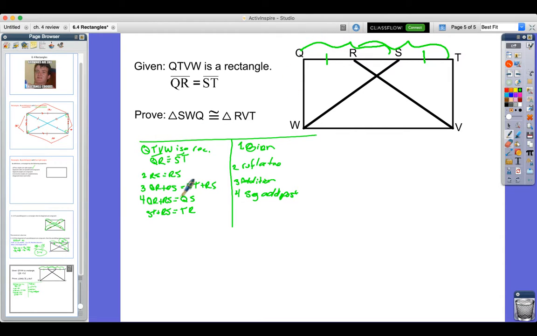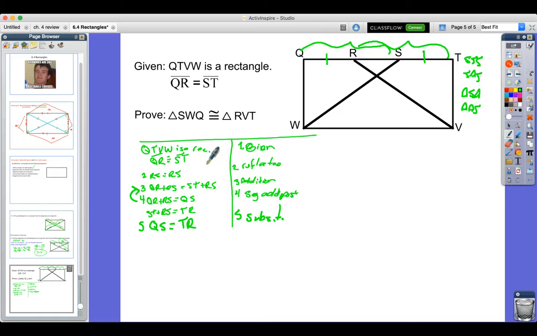Now we're going to go ahead and substitute this. This will substitute into here, and now we'll substitute into that. We're going to go ahead and say QS equals TR. And that is substitution. We substituted this information into this problem right here. All right, so now we have a side. And remember, for a triangle, when we talked about triangles, you need either side, side, side, side, angle, side, or angle, angle, side. We're going to go with side, angle, side.